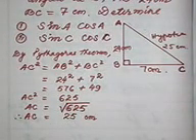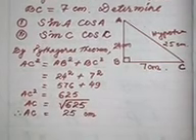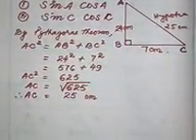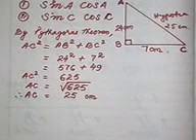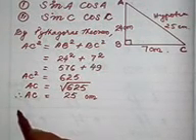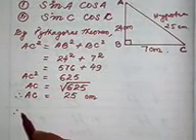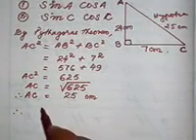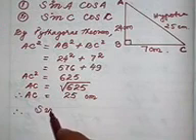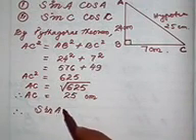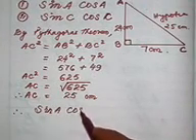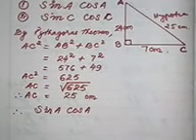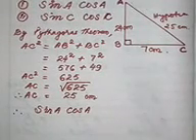Okay, after this you have to look at the question. So what is the first question here? First one is sine A into cos A.